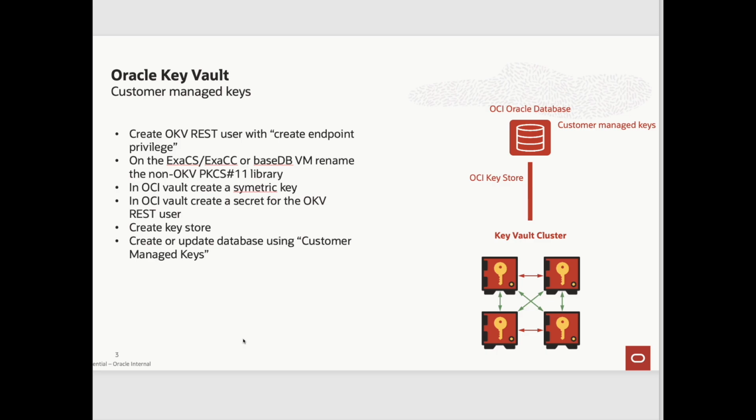On the database VM, we need to rename the non-Oracle Key Vault PKCS 11 library so that there is no conflict between the libraries. Then for secrets management, we first create a symmetric key in OCI Vault, and after that we can create a secret in OCI Vault. The next step is to create a key store, and when that's all done, we can create the database or update the database to start using customer managed keys.